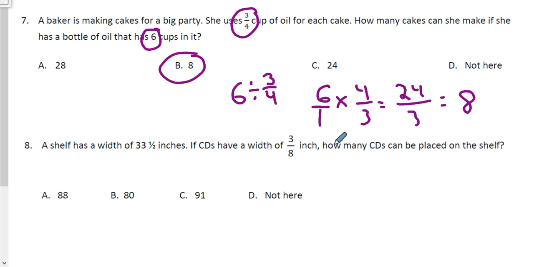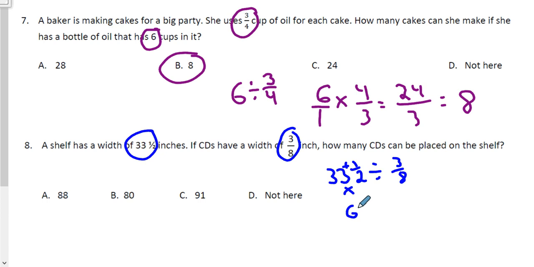Number 8, once again, is another division problem. We have 33.5 inches is this shelf. CDs are 3/8 of an inch. So I want to do 33.5 divided by 3/8. Once again, I have to convert this to an improper fraction. So I go 66, 67. So 67 over 2. Opposite is multiplication. Reciprocal is 8/3.